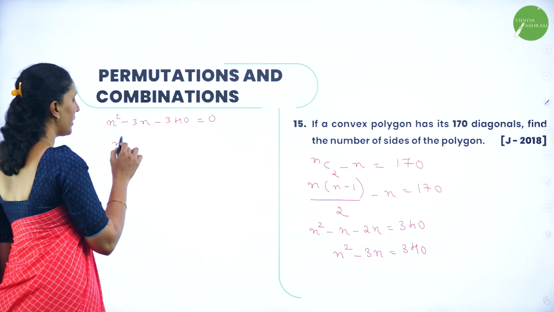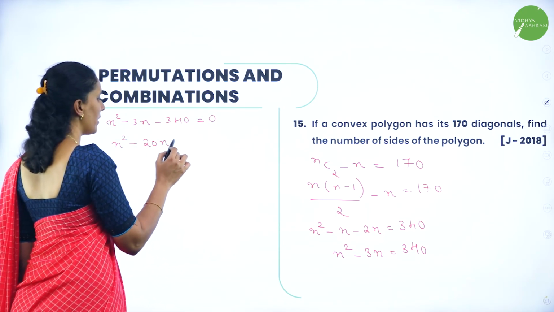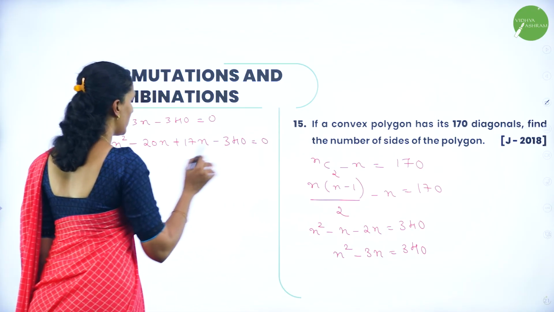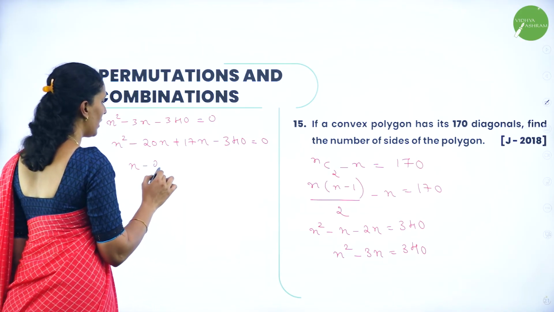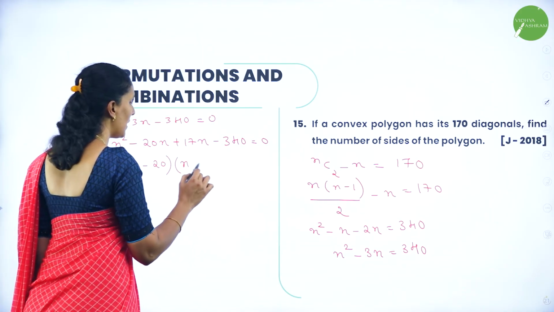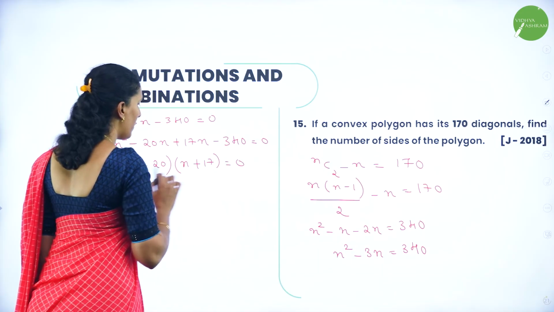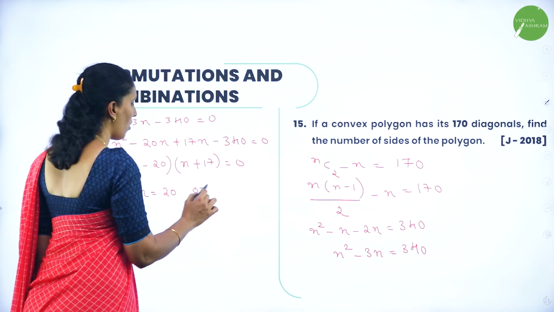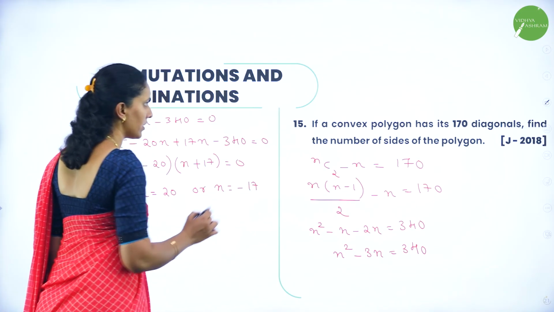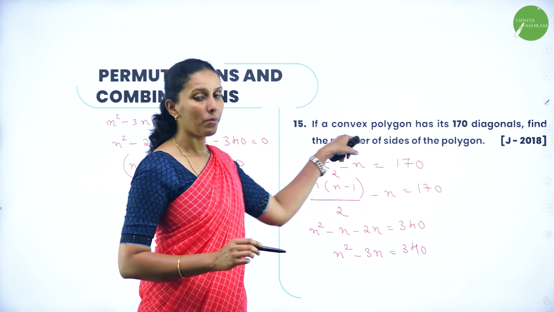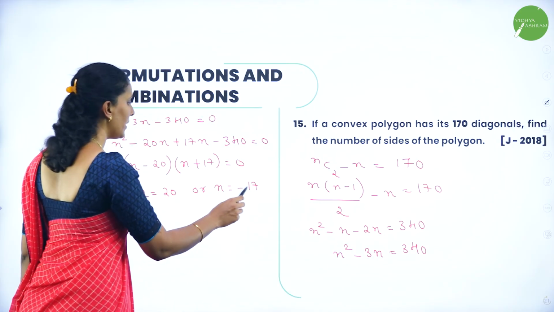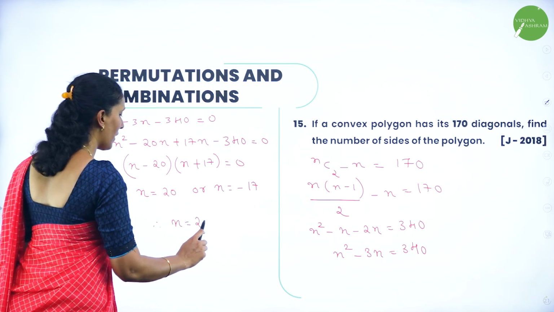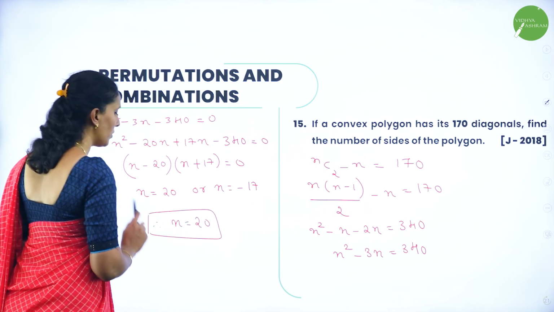So from the quadratic equation we can write this as n square minus 20n plus 17n minus 340 is equal to 0. So when you take the factor we will get n minus 20 and n plus 17 is equal to 0. By equating the two linear factors to 0 we will get n is equal to 20 or n is equal to minus 17. Since we are counting the number of sides here, n cannot be equal to minus 17. So therefore n has to be a positive value. So therefore n is equal to 20.